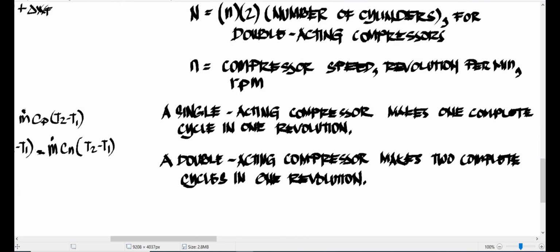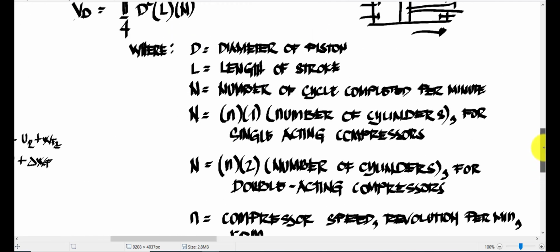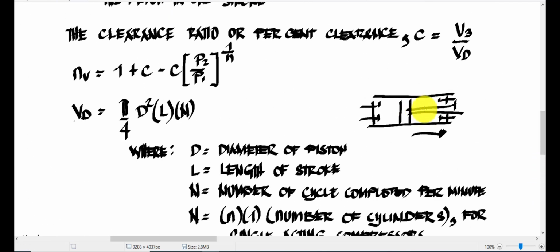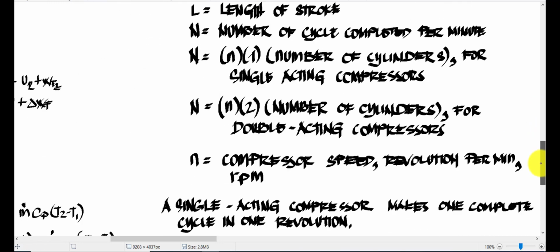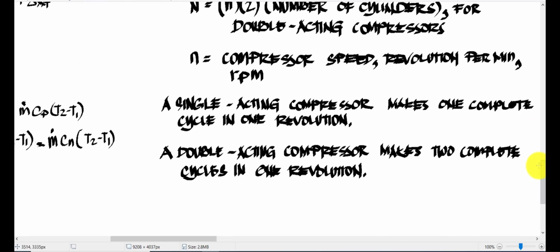Now, by definition, a single acting compressor makes one complete cycle in one revolution. For a double acting compressor, it makes two complete cycles in one revolution. You will notice that as I illustrate now: for single acting, only one cycle is completed, and for double acting we have two cycles, one here and the other one there. So that defines it.